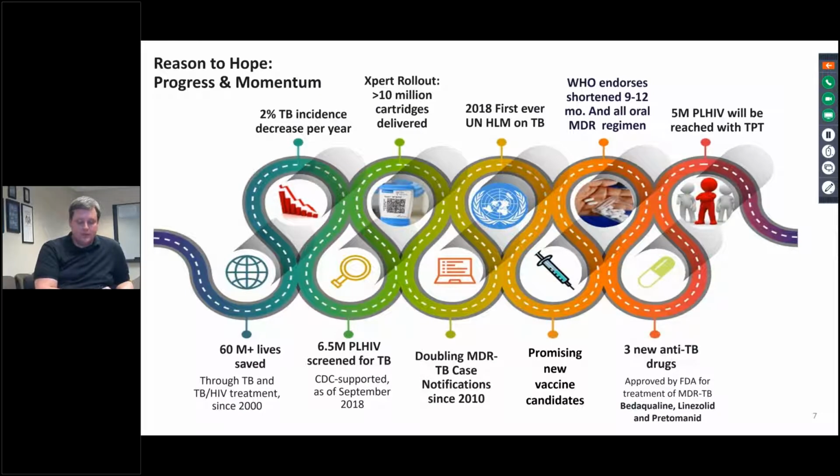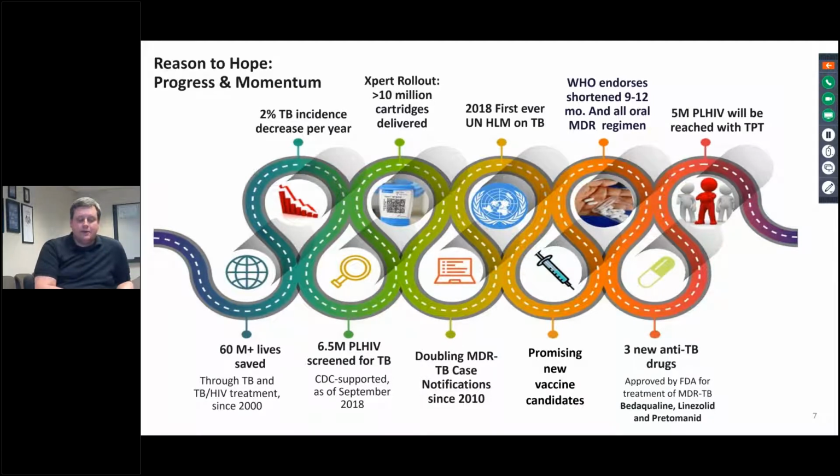We have better and new anti-TB drugs and shorter treatment regimens that can improve adherence and successful treatment of drug-resistant TB, including bedaquiline, linezolid, and pretomanid. Diagnosis and reporting of multi-drug resistant TB have doubled since 2010. Promising new TB vaccines are now under development, and there is an increased political interest and commitment to ending the TB epidemic. In September 2018, the first ever United Nations General Assembly high-level meeting on tuberculosis, with more than 1,000 participants from around the world, assembled in New York City. The U.S. President's Emergency Plan for AIDS Relief, or PEPFAR, is working to provide TB Preventive Treatment, TPT, to 5 million people living with HIV by 2020. This effort is co-led by CDC.